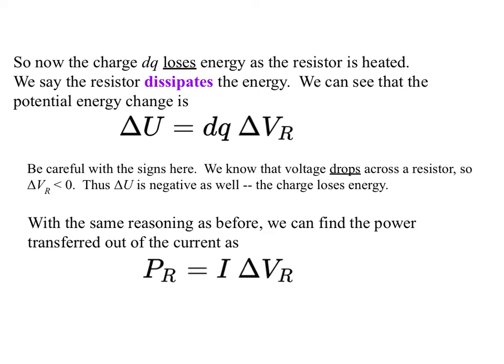We can see the potential energy change here is delta U equals dq times delta V_R. We need to be careful here because we're saying voltage drops across a resistor, so delta V_R is negative, so delta U is also negative. The charge is losing energy as it goes through the resistor. With the same sort of reasoning, we can find the power transferred out of the current into the resistor is P_R, which is I times delta V_R. And that's one you're going to use a lot.